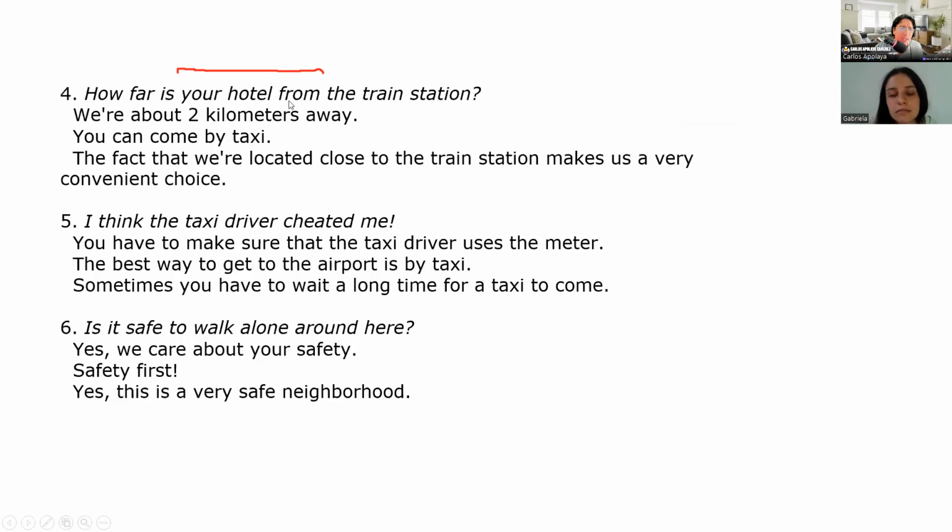How far is your hotel from the train station? We're about 2 kilometers away. What about the kilometers away? I think the taxi driver cheated me.